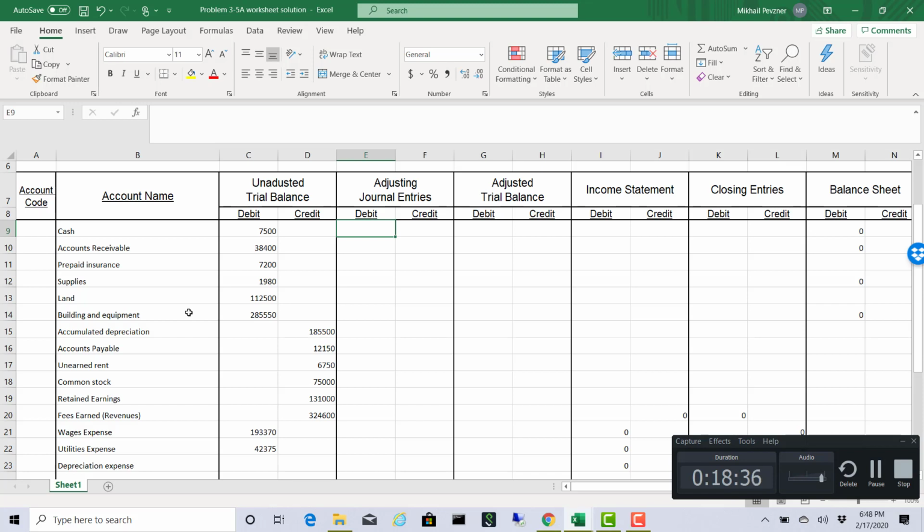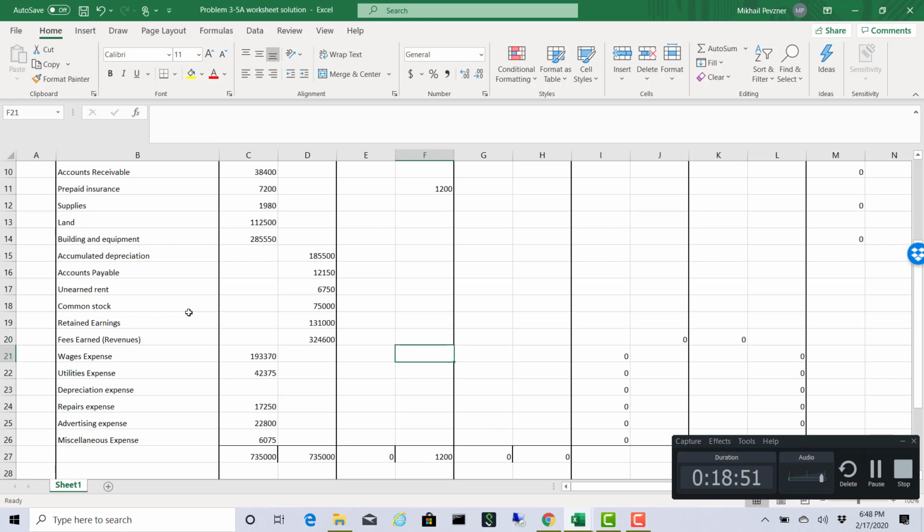The first one was unexpired insurance was 6,000. Okay, so my prepaid insurance is 7,200. I need to make it 6,000. So I need to do what? I need to credit it $1,200. And so I credited this, and I need to have an insurance expense, which is not here. So I'm just going to put it miscellaneous.